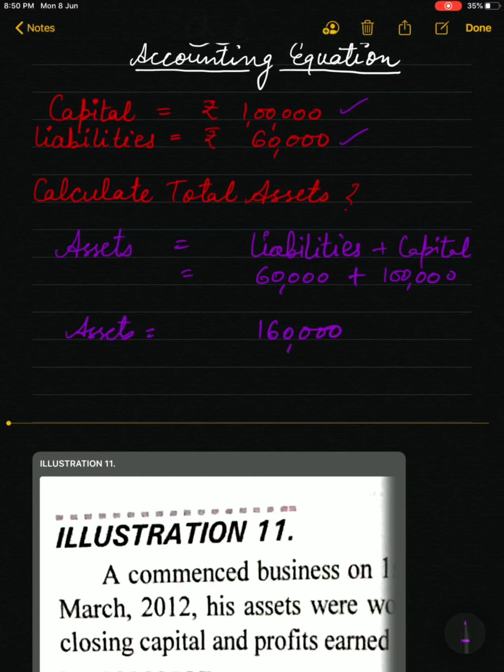In this way, if in the question the asset balance and capital balance are given, then by this we can calculate liabilities. If we have in the question the asset balance and liabilities balance, by this we can calculate the capital balance by using this accounting equation. Asset is equal to liabilities plus capital.